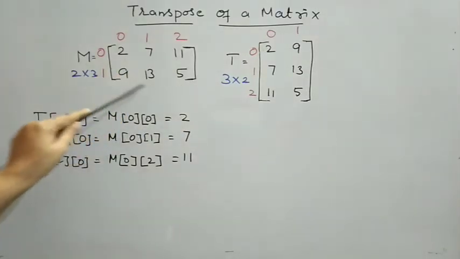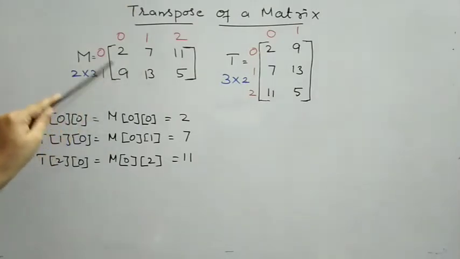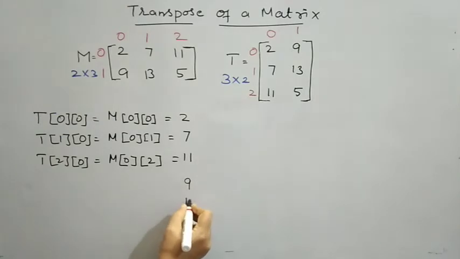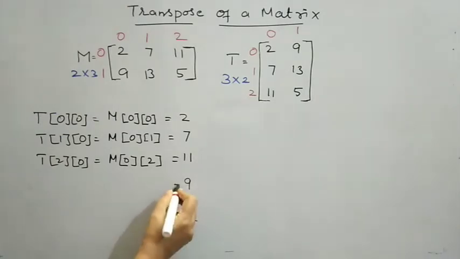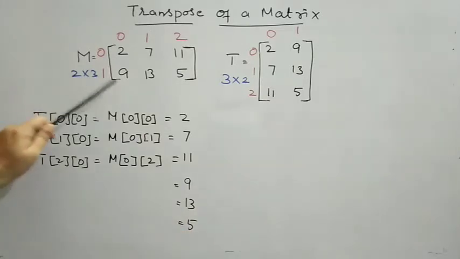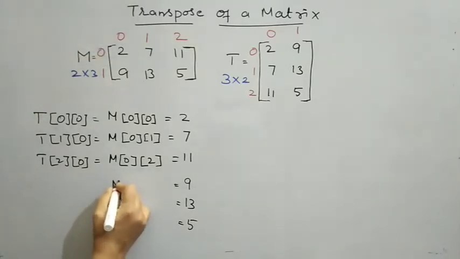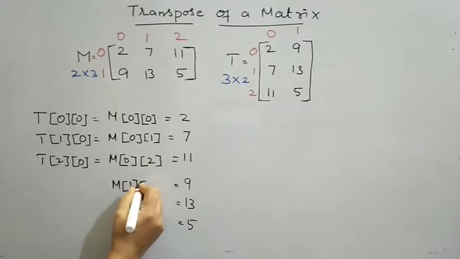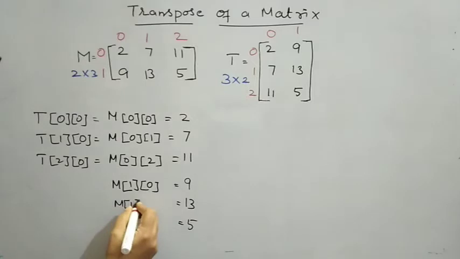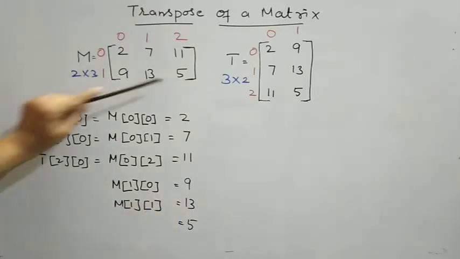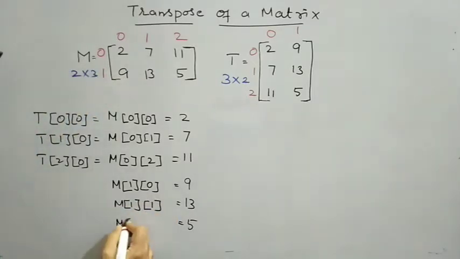Take the elements in the second row. In input matrix M, in the second row we have elements 9, 13 and 5. What is the index position of 9 in this input matrix M? It is in the index position of 1 of 0, M of 1 of 0. Then 13 is in the index position of 1 of 1. And 5 is in the index position M of 1 of 2.